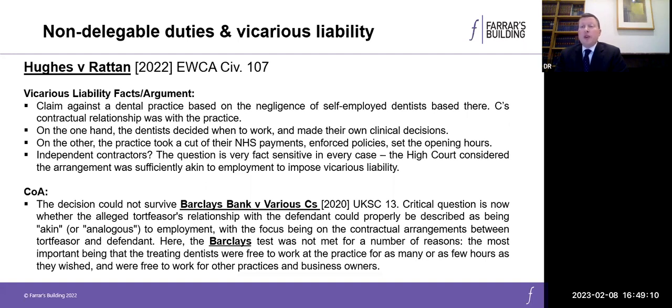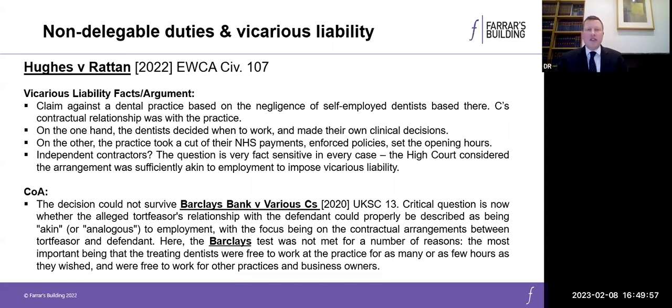But the decision this year in the Court of Appeal reversed that following Barclays Bank and various claimants, a case from 2020. And the Court of Appeal stated that if the question in Hughes had been only whether the treating dentists were providing their dental treatment to the claimant as an integral part of the defendant's practice, then vicarious liability might be upheld. But that now isn't the last word following Barclays. The critical question is effectively whether the relationship is analogous to employment, and the focus is on the contractual arrangements between the tortfeasor and the potential defendant.